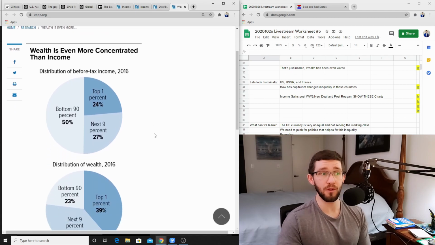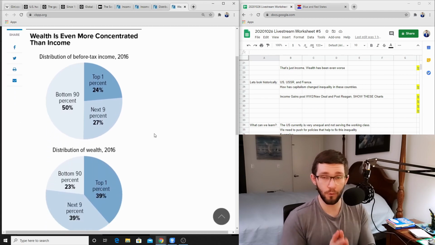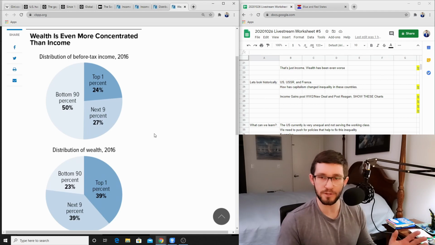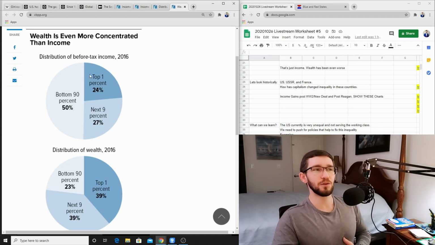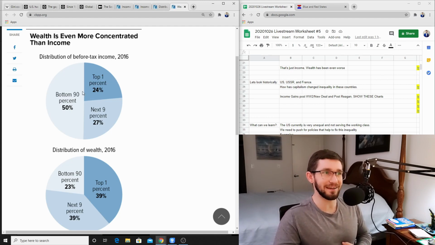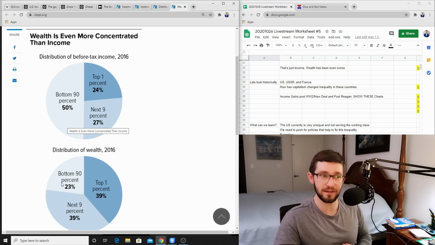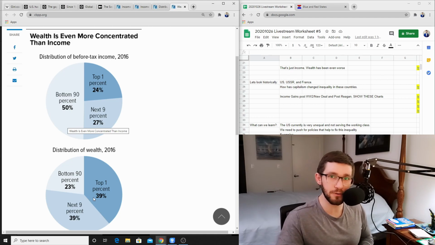Now, then we're looking at wealth. So wealth is even more of a problem. Like I said before, wealth is more important because it has to do with what you have access to, i.e. how big of loans you can get, right? Look at, like, it's insane. So here's income, right? Bottom 90% keeps about 50%. After taxes, bottom 90% keeps about 23%. The top 1% grew. That's because they're paying less in taxes.